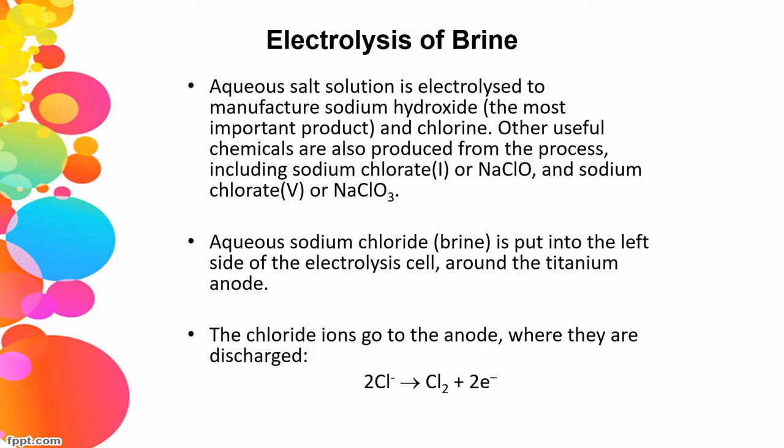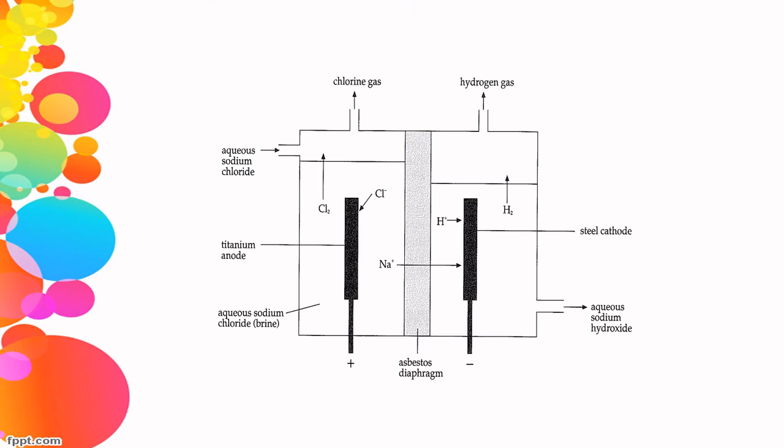The next application of redox reaction is in the electrolysis of brine, where we can produce different types of useful products, the most important being sodium hydroxide and chlorine. In this process, the aqueous sodium chloride or brine solution is put at the left side of the electrolysis cell around the titanium anode, and then the chloride ions go to the anode where they are discharged. This is the diagram of an electrolysis cell of the brine.